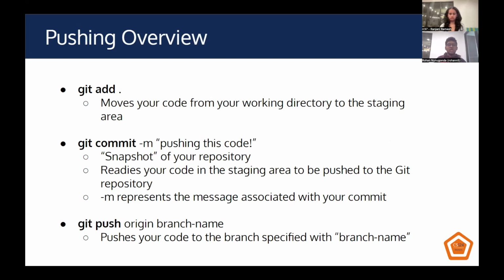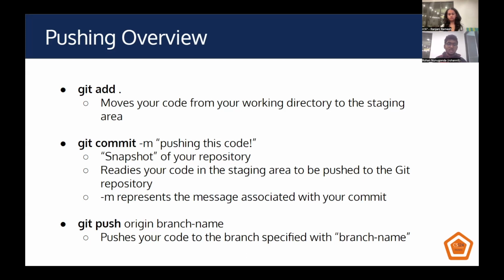So git commit -m, and then any message you want, basically creates a snapshot of your repository. It puts all of your changes under a message, a certain area where you can access those changes, and it readies your code in the staging area to be pushed to the Git repository.